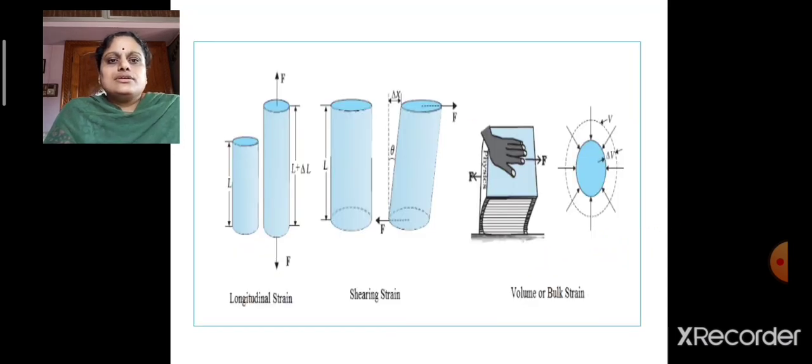In this picture, you can see longitudinal strain, shearing strain and volume strain. Longitudinal strain is produced by applying a force which is perpendicular to the surface, as shown in the figure. In the case of shearing strain or volume strain, the force is applied tangential to the surface. In the case of shearing strain, you can see the angle theta produced by the deformation and also the displacement delta x.